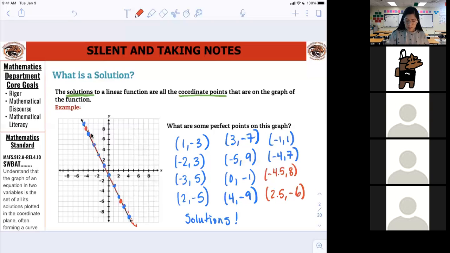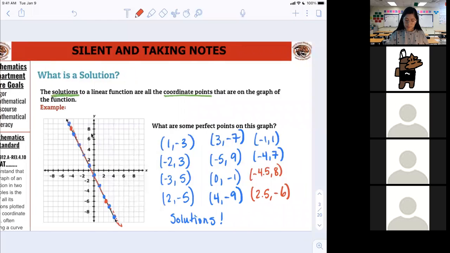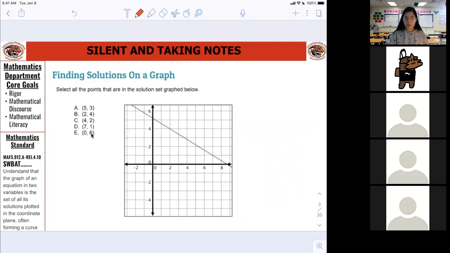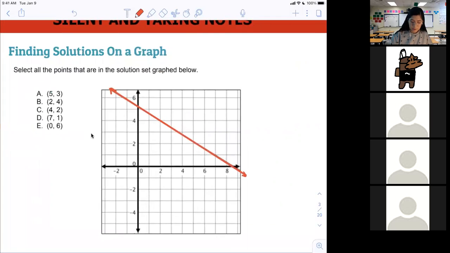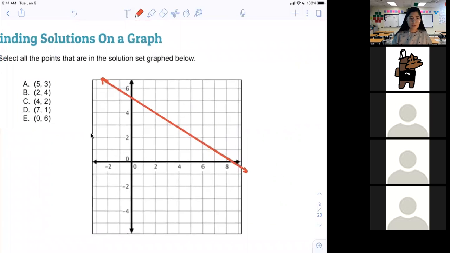So when we have this on a test, or if I'm asking you in a homework assignment, it's going to look more like this type of question. It says, select all the points that are solutions in the solution graphed below. So I have this linear function over here, and you're really just going to use your eyes, look up close, and play a game of match. Which of those coordinate points are on that line? So take a moment. There is more than one.